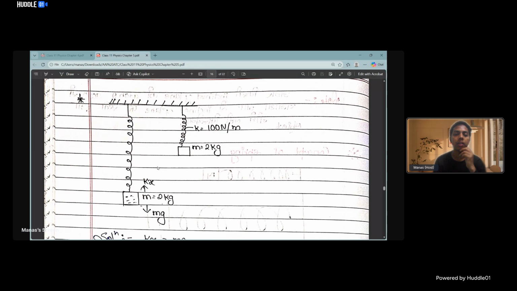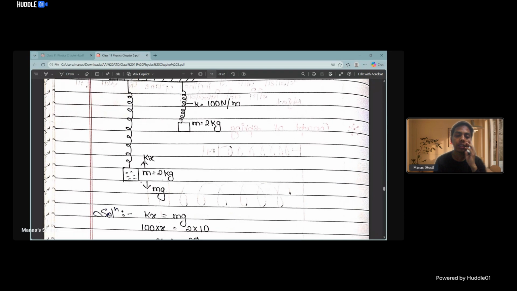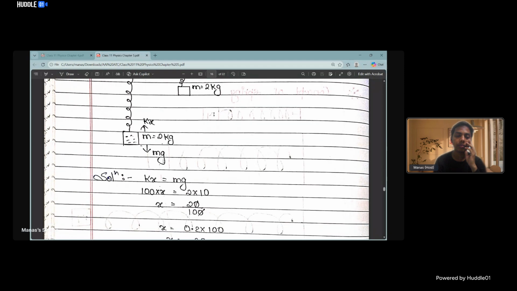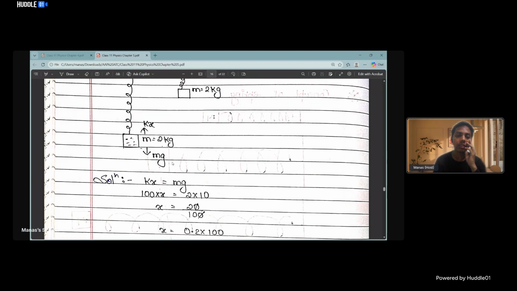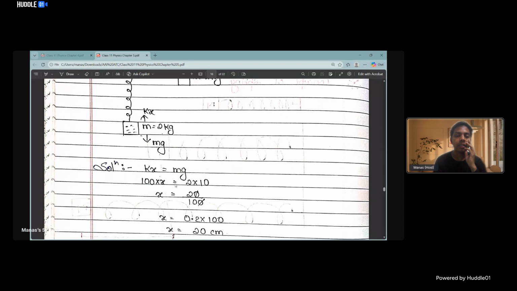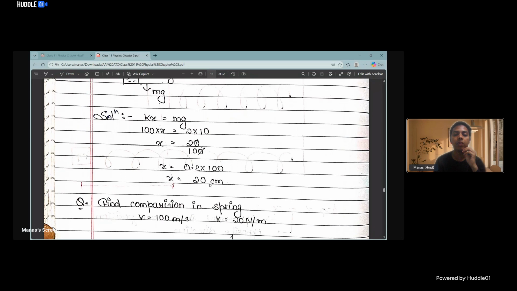Now we'll see some questions on springs. There is a spring with a mass of 2 kg hanging from it, and here also 2 kg. Here k is 100 Newton per meter, but we have to find what k is in this case. So we can write kx equal to mg, and x is the same for both cases. So kx equals mg, 100 into x equals 2 into 10. So what will be the x value? It equals 20 centimeter.